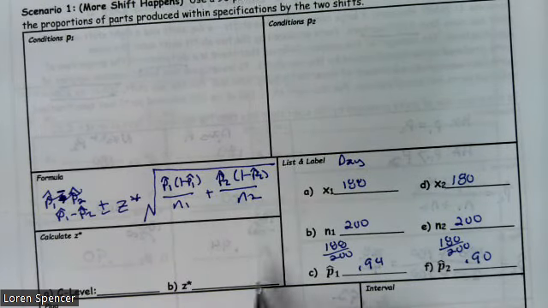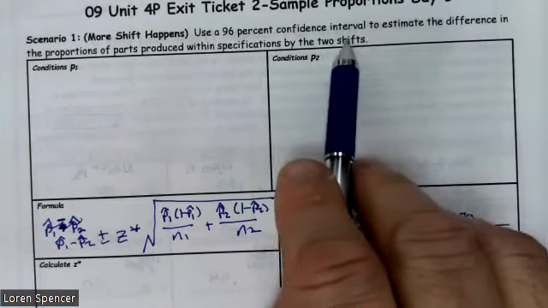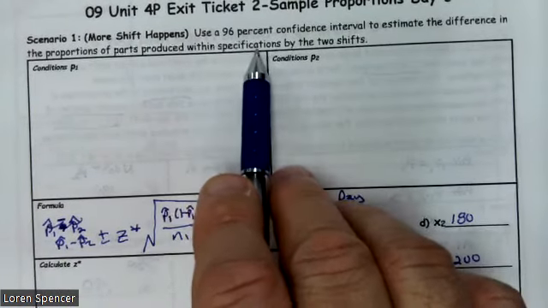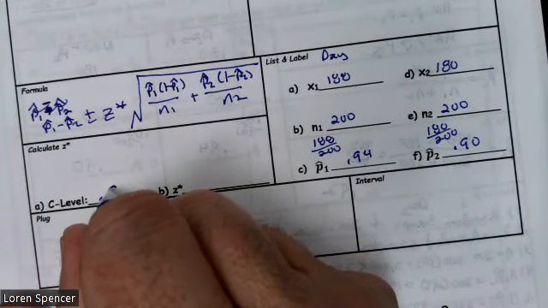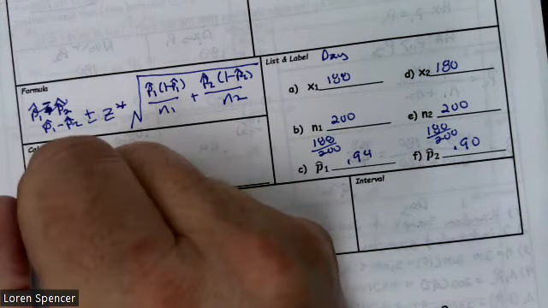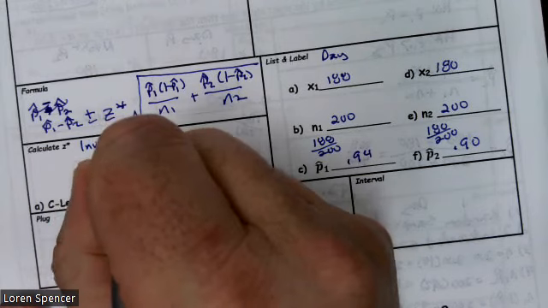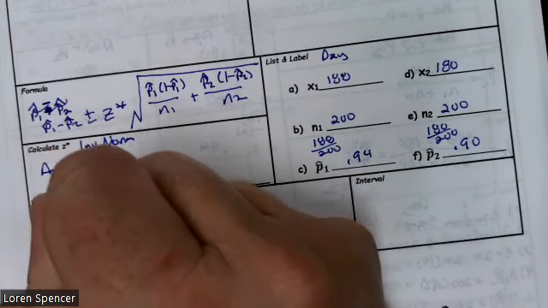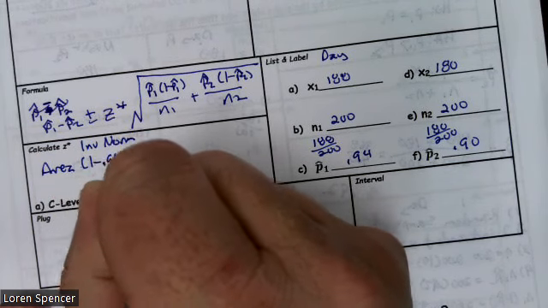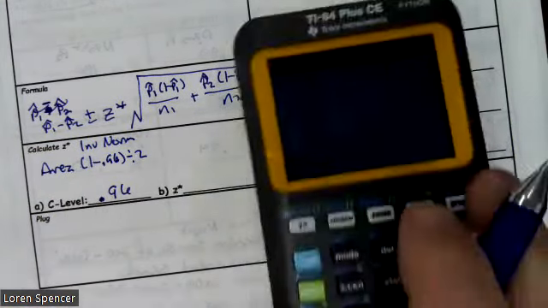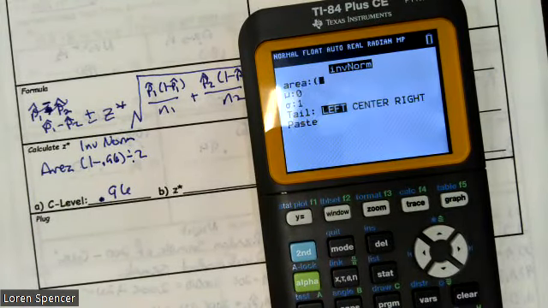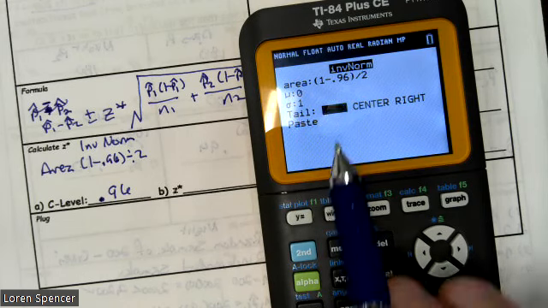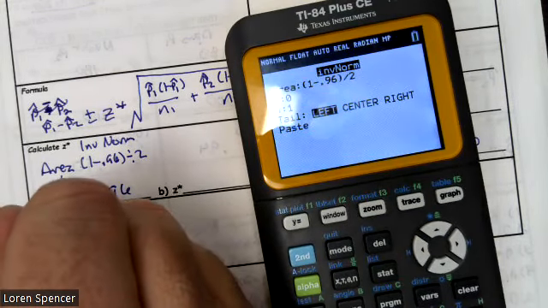It says use a 96% confidence interval to estimate the difference in the proportion of parts produced within specification. So we're going to use a 96% confidence interval. So this is 0.96. And we know we're going to go to an inverse norm. And our area is 1 minus 0.96 divided by 2. So second vars, inverse norm, parenthesis, 1 minus 0.96, close parenthesis, divided by 2, mean of 0, standard deviation 1. And we need to start at the left.